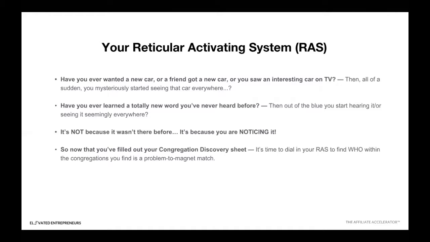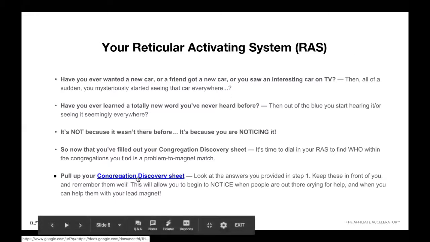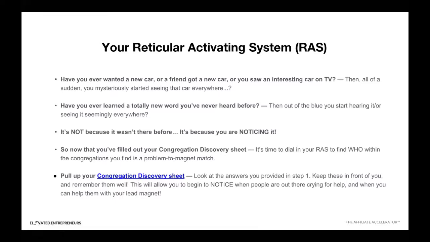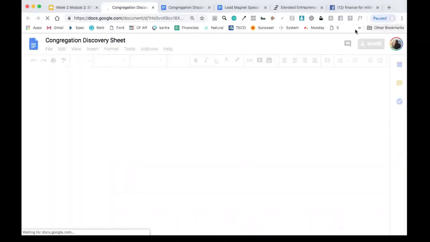So now that you've filled out your congregation discovery sheet, I mean, ideally at this point you would have, but you guys obviously haven't because you don't have it. But essentially, when you fill that out, you're dialing in your RAS to find who within the congregations that you find is a problem to magnet match. So pull up that sheet, and we'll look at the answers we provided, and now we'll look at them a little differently, because this is what's going to allow you to notice when people are out there crying for help and when you can help them with the lead magnet. So before we dive in on the frames, let's just take a look here.